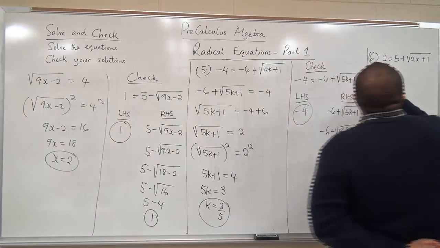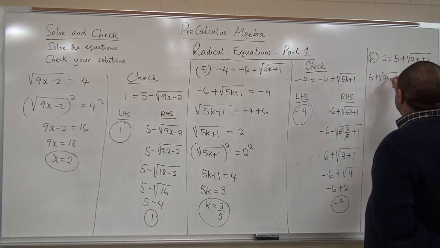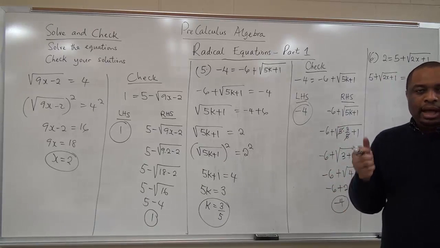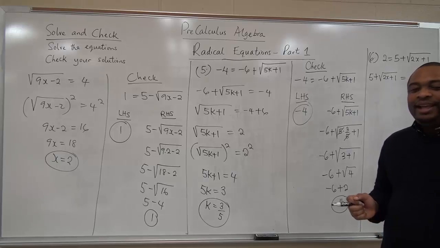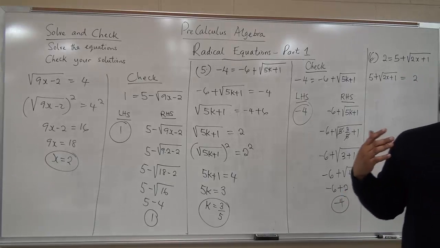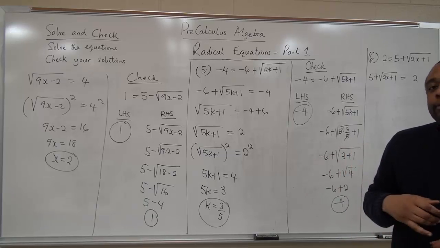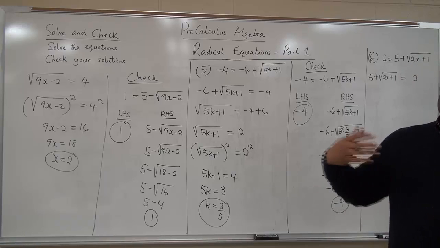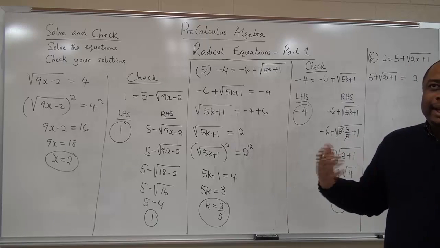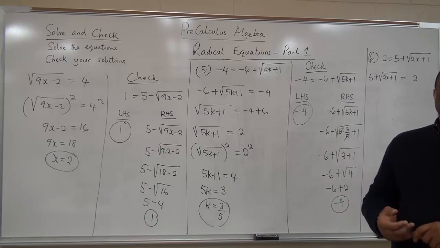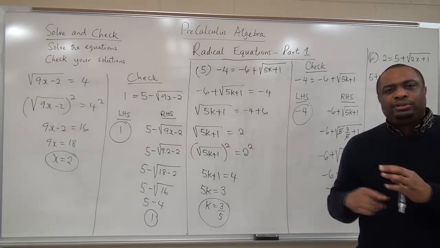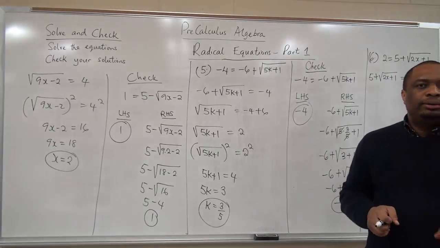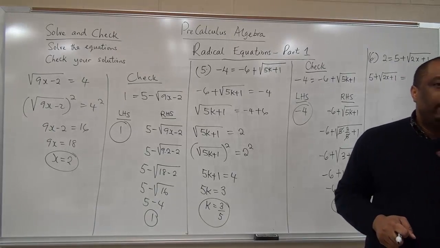So this means that 5 plus square root of 2x plus 1 equals 2. If you can, pause this video and try to do this on your own and try to check it as well, then you can play it back to see whether we get the same answer. Okay? Why I like radical equations, or equations generally, is because when you check your work, you know whether you got it right or wrong.